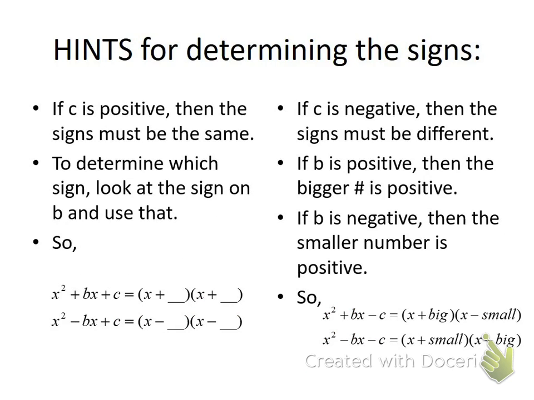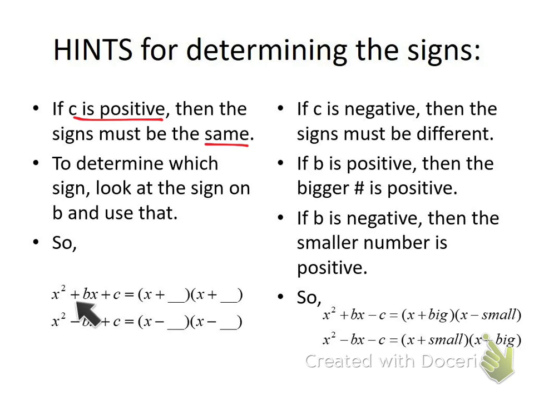All right, so we've got some helpful hints for determining the signs. Our hints say if c, that constant in the back, is positive, then the signs must be the same. So if c is positive, the two signs have to be the same. To determine which sign, look at the sign on b and use that.